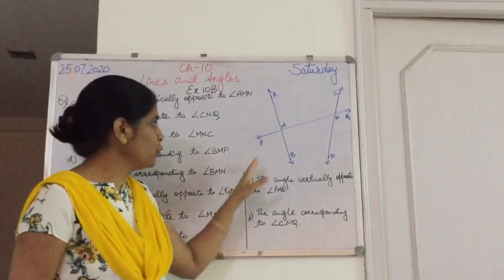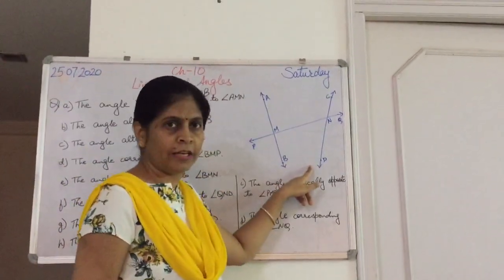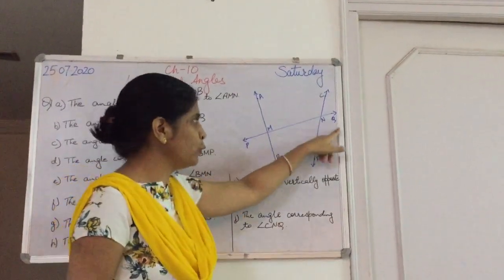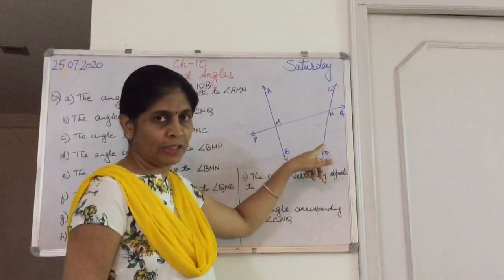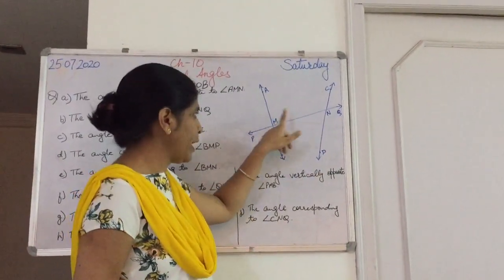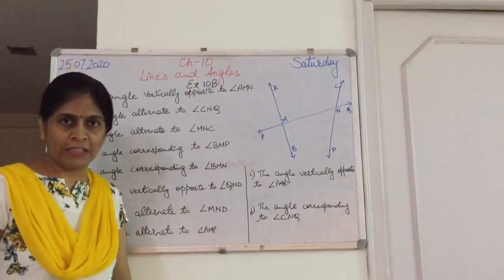In this diagram you can see that AB and CD are the lines, whereas PQ is a transversal which cuts these two lines at different points. What are the different points? Point M and point N. Now we have to give the answers of all these parts.